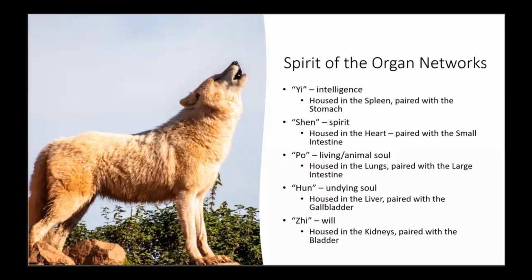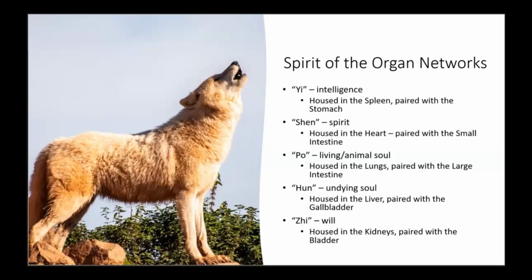But each of these things has a way you can identify what's happening with that part of the spirit. So the Po, which is the living animal soul, lives in the lungs, which is, of course, tied directly to the breath. It's the closest relationship we have to any element, right? It's this air. If I stop breathing for 5 minutes, I'm done.